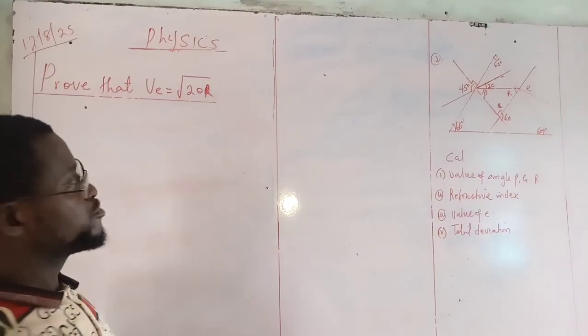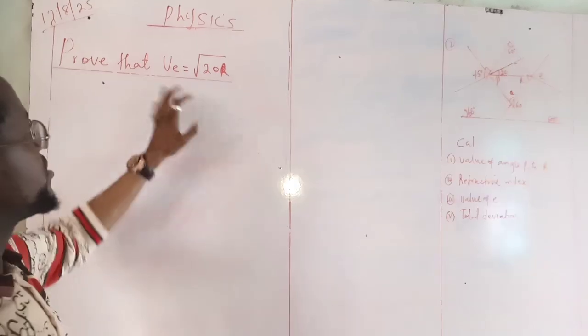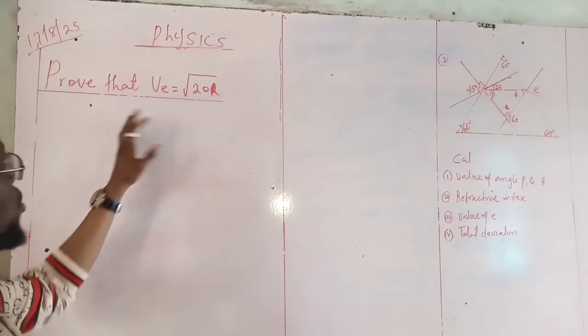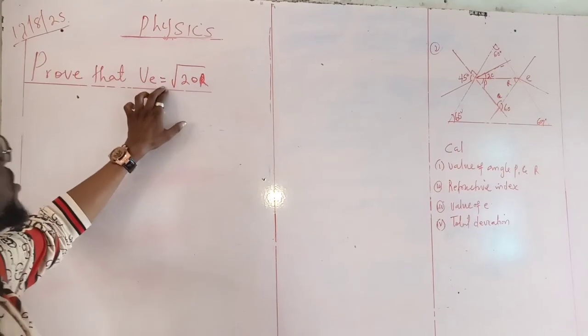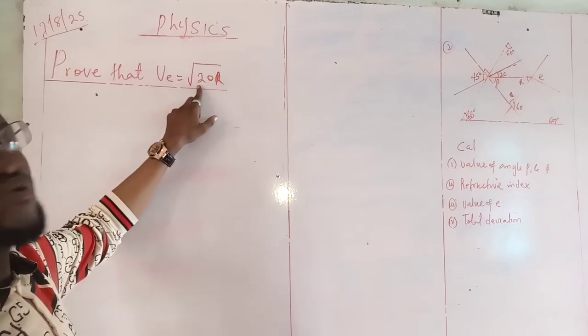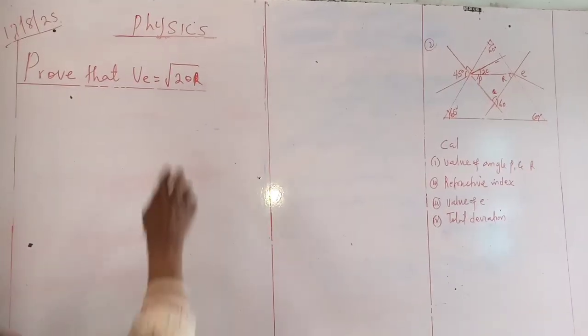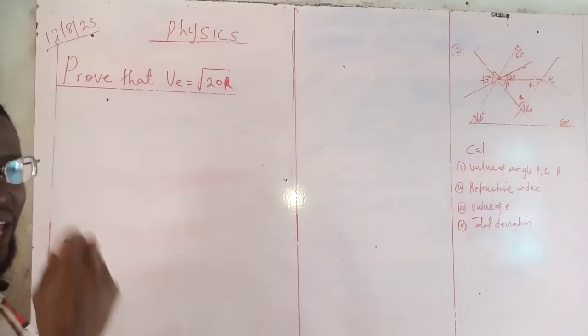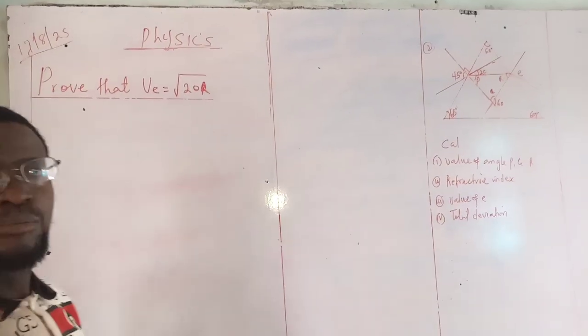So I have two questions for today. The first one said, prove that, I had this some years ago, like 2 or 3 years ago, prove that VE equals the square root of 2GR. If you look at this question very well, this is the formula for what is called escape velocity in physics. So we are asked to prove it.